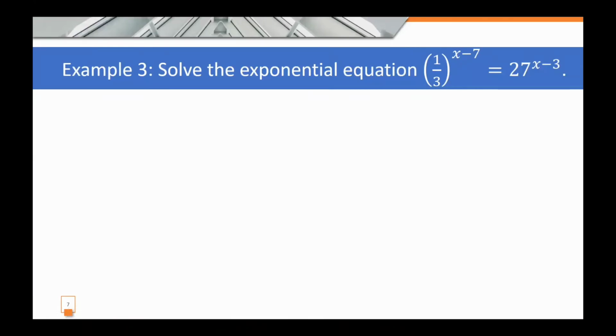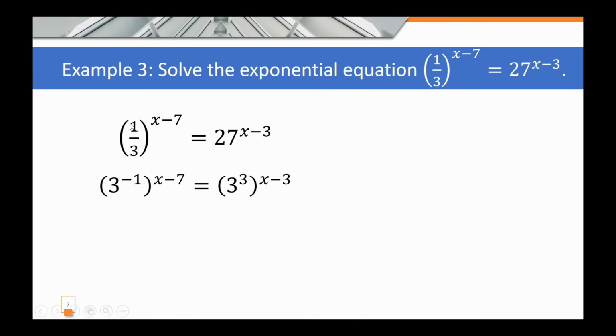Example number 3. Solve the exponential equation 1/3 raised to the quantity x minus 7 equals 27 raised to the quantity x minus 3. Let's take note of the given. Our goal here is to make the bases equal on the left side and on the right side of the equation. 1/3 can be equal to 3 raised to negative 1. And 27 is equal to 3 cubed. So here, ang base mo na sa left side ay 3 at ang base naman sa right side ay 3.